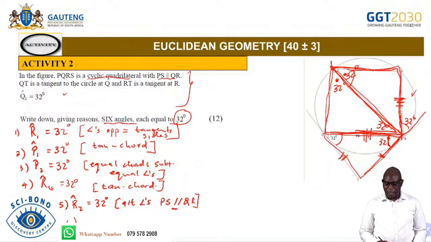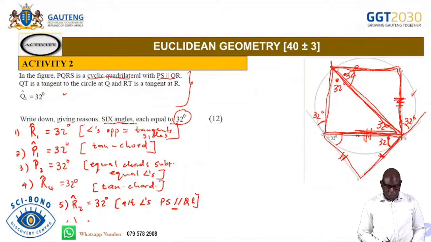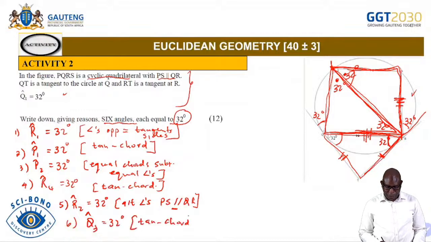The sixth angle that is equal to that, it's Q3. So Q3, it's there, so it's 32 degrees. The reason there will be the tan chord theorem. So already I've got 12 marks if I do that question like that. So can you see that 12 marks? Already the 10 that I was looking for, I'm done. I've done it in one question.